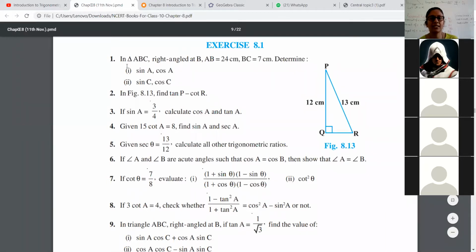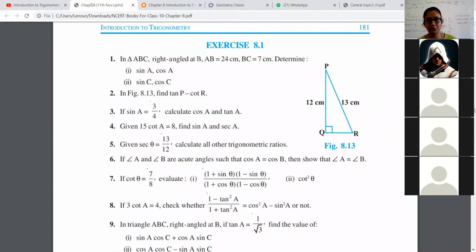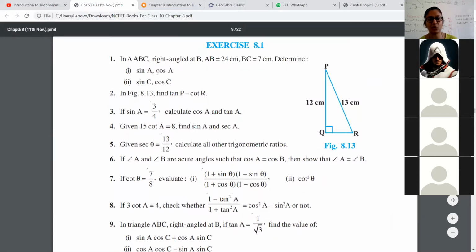Alright. So in triangle ABC, right angled at B. You should be able to draw the figure because the figure is not given to you. So I'll give you 30 seconds to draw. Mark AB as 24 and BC as 7. And then using that, you have to find out sine of angle A and cos of angle A.